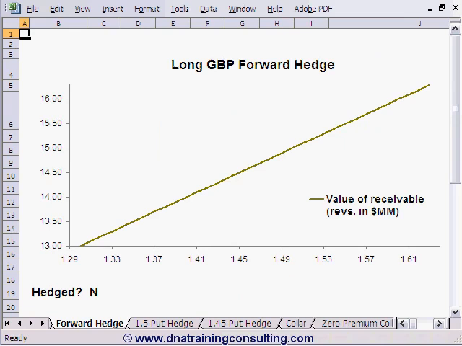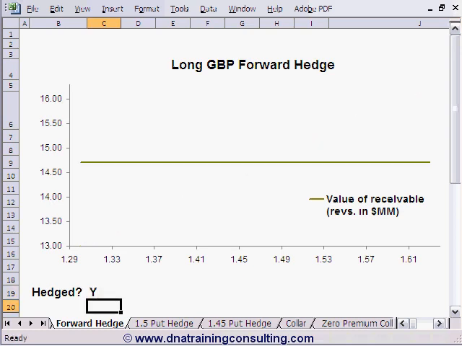It will therefore be easily seen that the impact of the forward hedge on the company's exposure, currently shown while the company is still unhedged, is to transform this diagonal, if we change the letter N into the letter Y here, into a simple horizontal of height $14.7 million, as shown here on this worksheet, forward hedge.